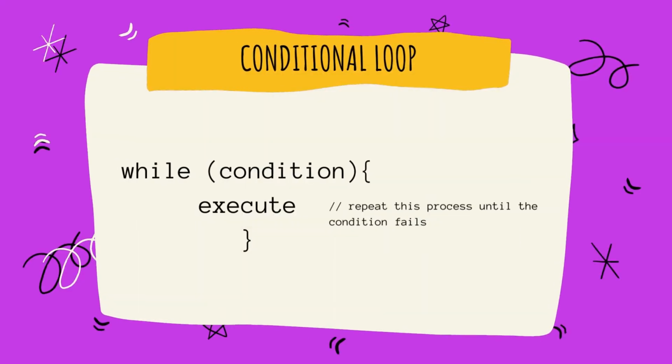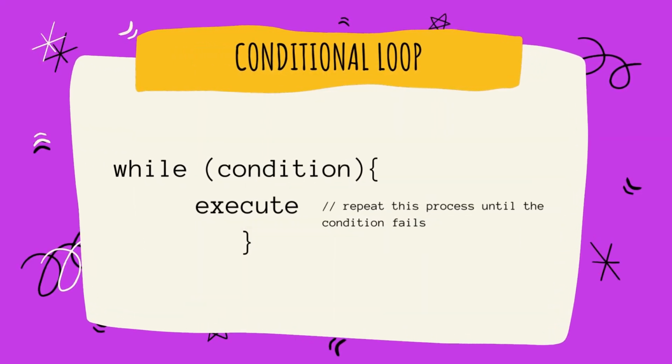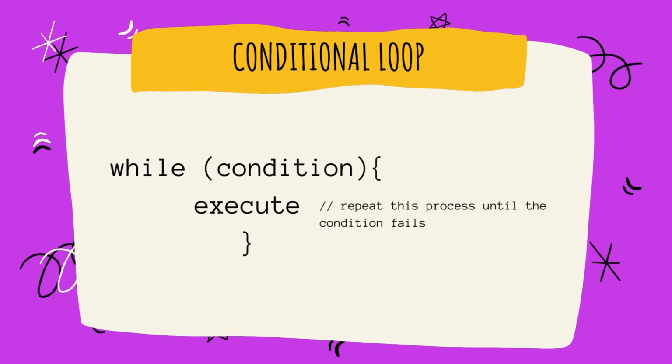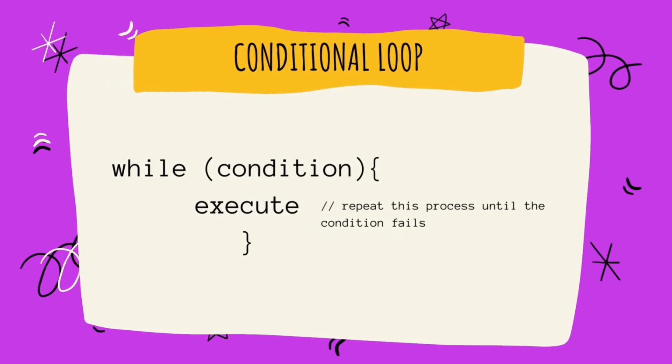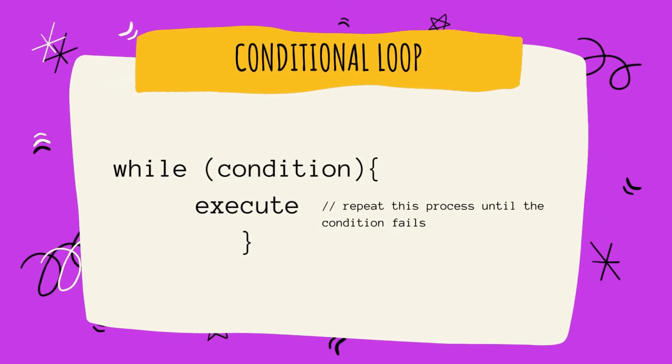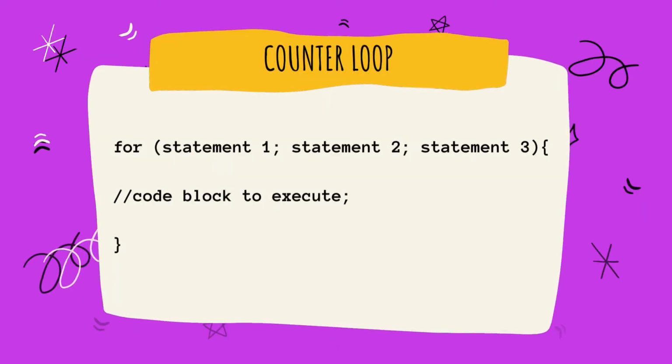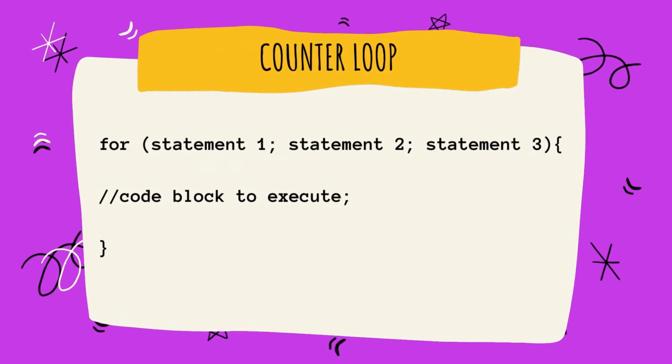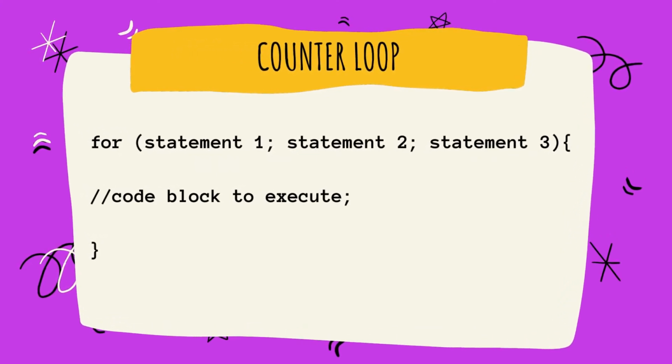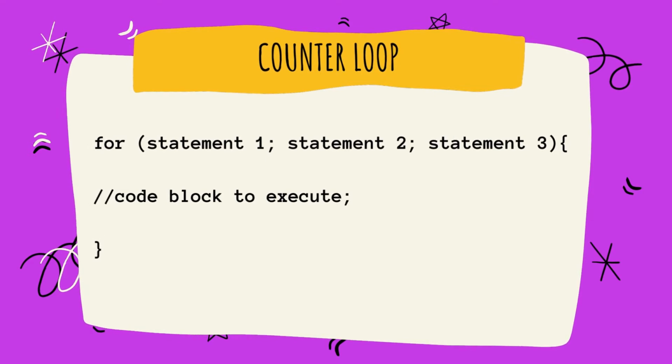In programming, we use while loops for conditional loops, where we run a process by checking if a condition is met. If the condition is met, we stop the loop. This is the syntax for a while loop, where we check for a condition and repeat the process until the condition fails. We use for loop for a counter loop to run a process for a certain number of times.